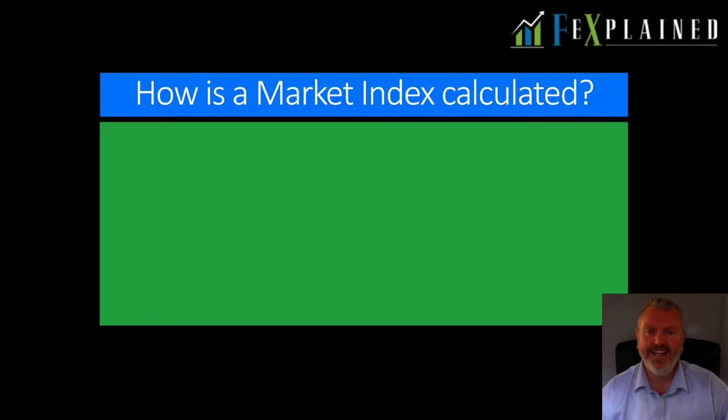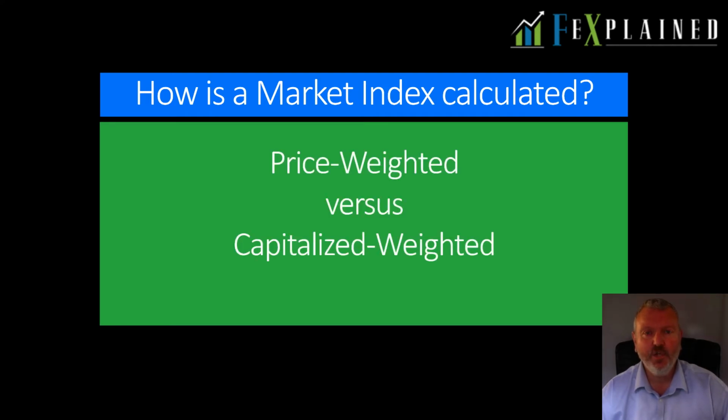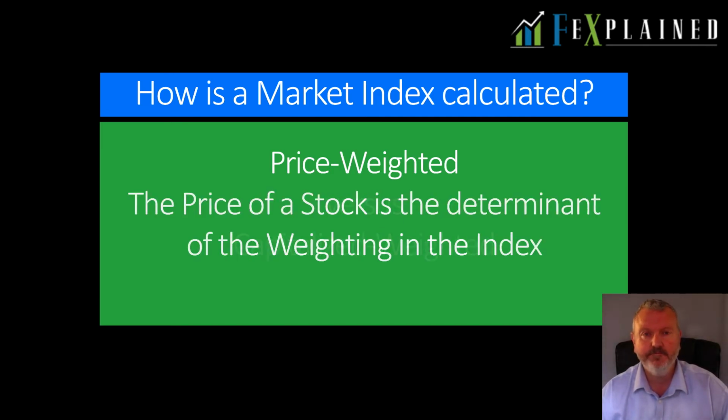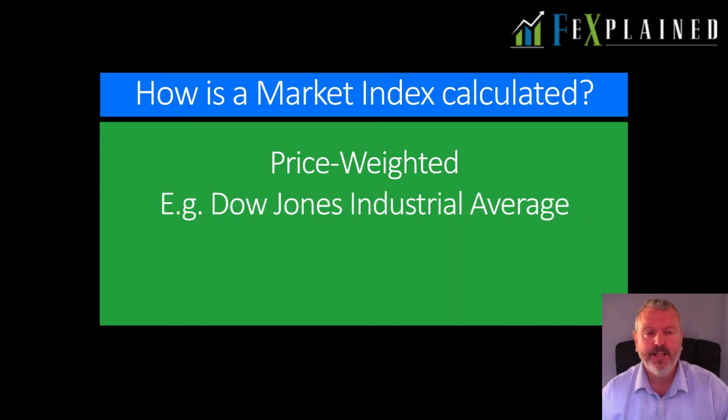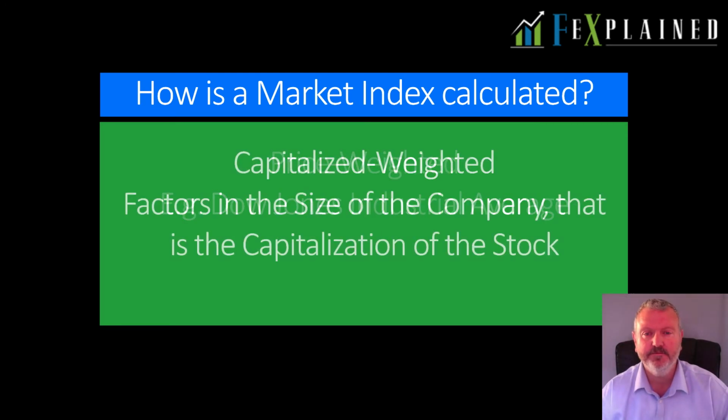So how is a market index actually calculated? Well, there are two main ways which we can calculate a stock market average or index. Average being another word for a stock market index. Stock market averages or stock market indices. So the two ways of calculating them could be price weighted or capitalized weighted. A price weighted index, first of all, the price of a stock is the determinant of the weighting in the index. So an example of a price weighted index would be the Dow Jones Industrial Average.